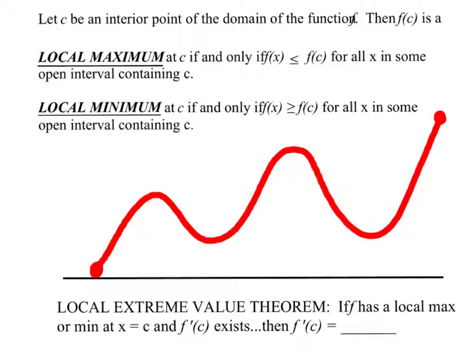A local maximum is the point that's the largest of the points around it. So if I point out a local maximum right here, there's another local maximum right here, local minimums, of course, here and here. And the local extreme value theorem says if a function has a local max or a min, so here, here, here, or here, and the derivative exists, meaning it's differentiable, then the derivative is 0. And again, that comes back to horizontal tangents. If I draw a tangent line at a max or min, as long as the function's differentiable, the derivative will be 0.